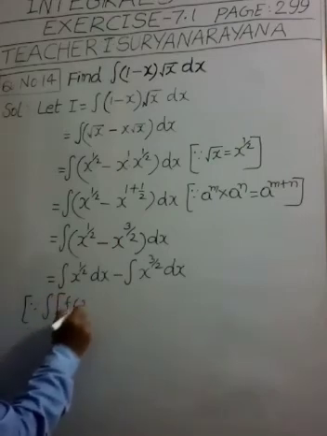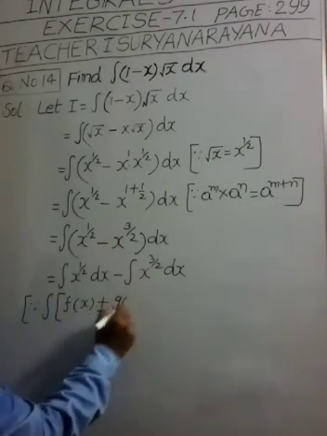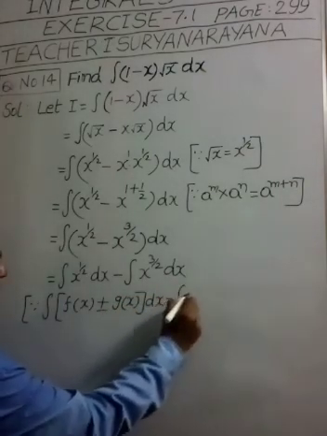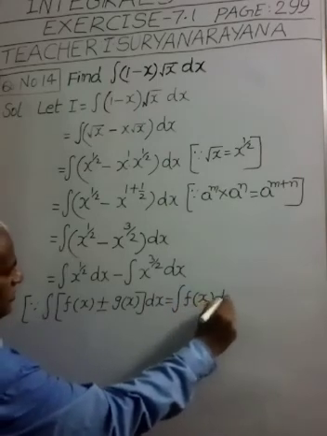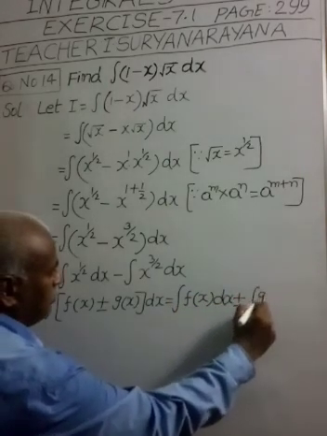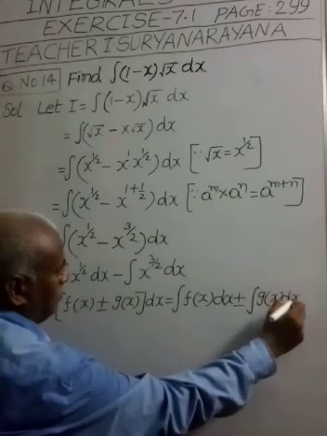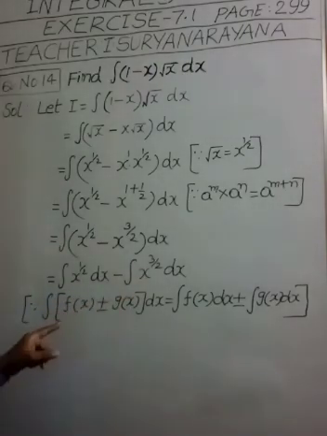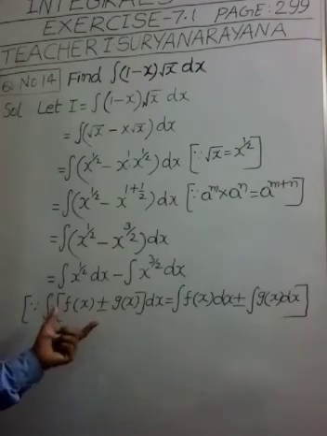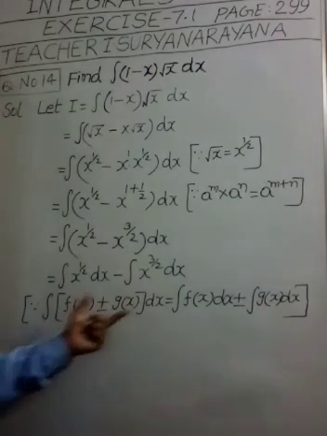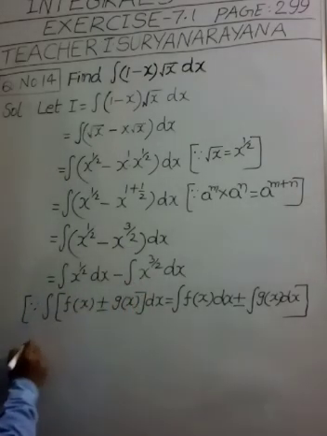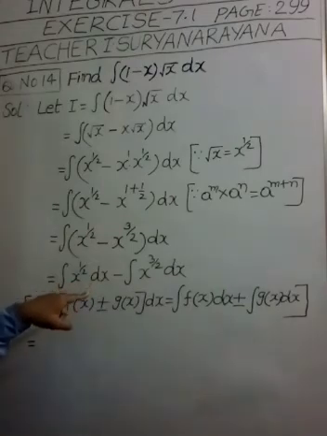Because integral of f of x plus or minus g of x dx is equal to integral f of x dx plus or minus integral g of x dx. So by using this property we wrote this step. If the integrand is the sum or difference of two functions, then we can find like this. Okay, my children, understood this step? Right. If you observe the first term, it is in the form of integral x power n dx. So we use that formula.